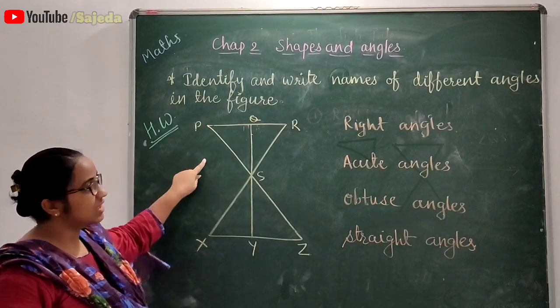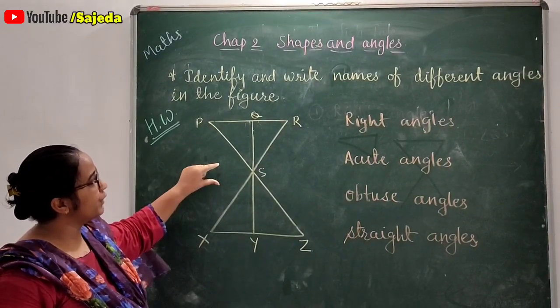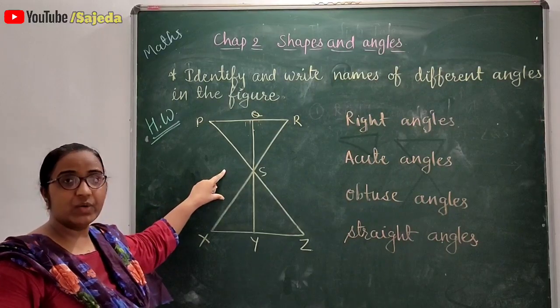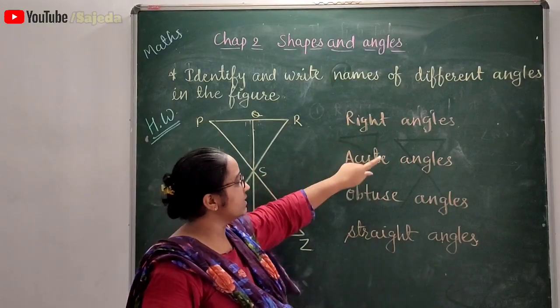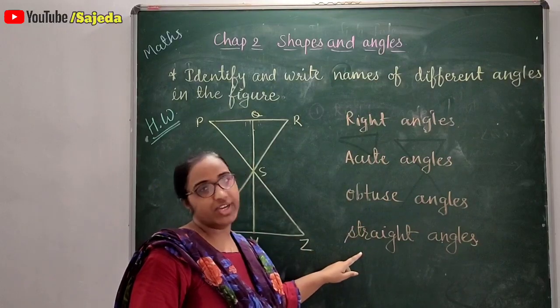So here I have drawn another figure. You have to observe this figure, and from this figure you have to write down the names of right angles, acute angles, obtuse angles and straight angles.